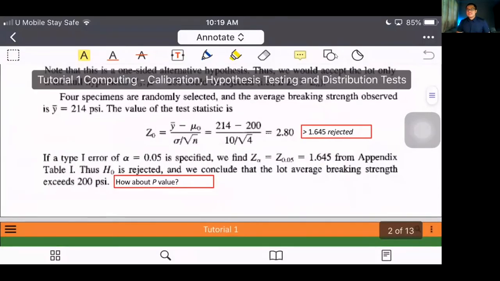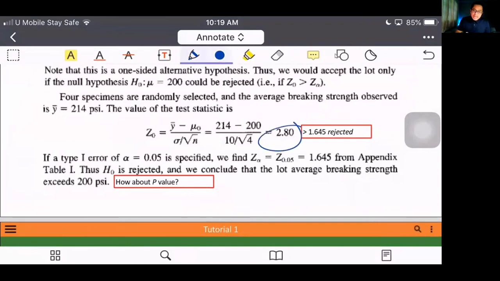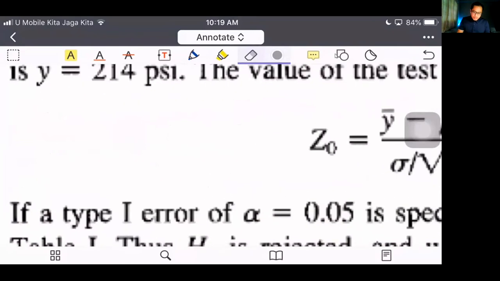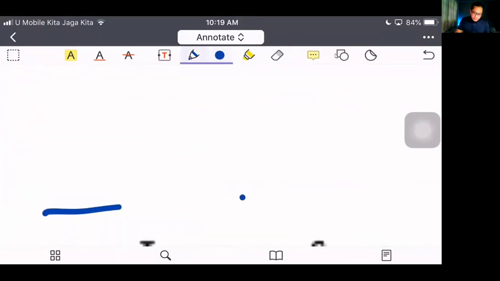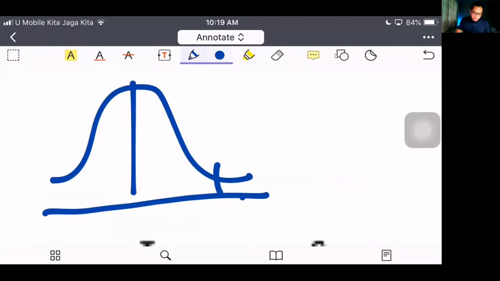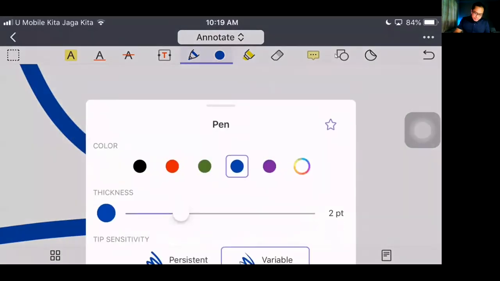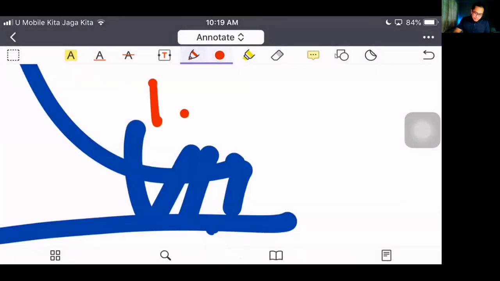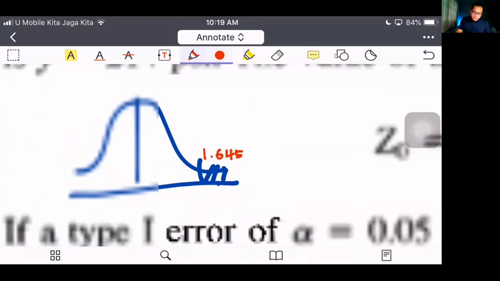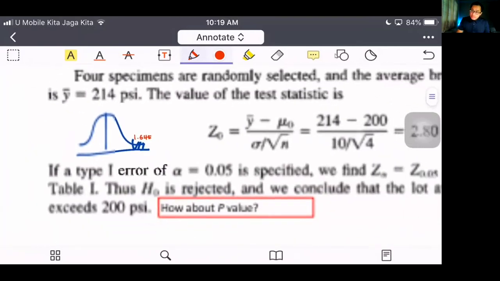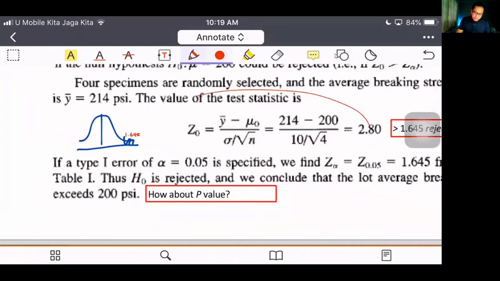Okay, you can see that 1.645. And your number here, your Z0. Whatever I say Z0 is the Z calculation. So you have a Z test, Z0, so Z0 is the one that you're going to refer from the table. So here it is 2.80. If we draw the chart, this is a one tail test, this is 1.645, and our number was positive 2.80, right? So 2.80 should lie somewhere after 1.645. That's why it is bigger.